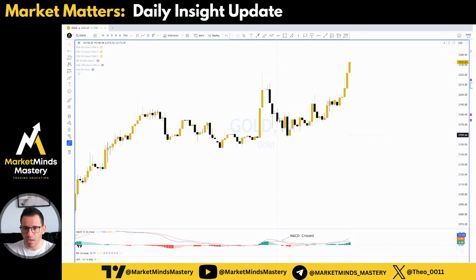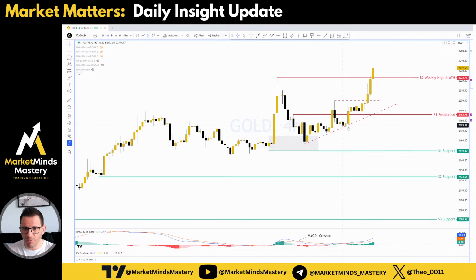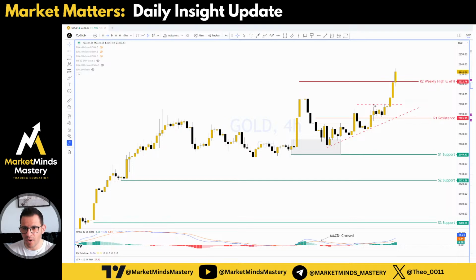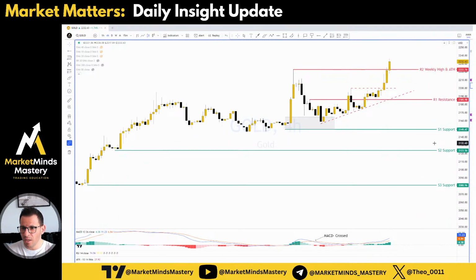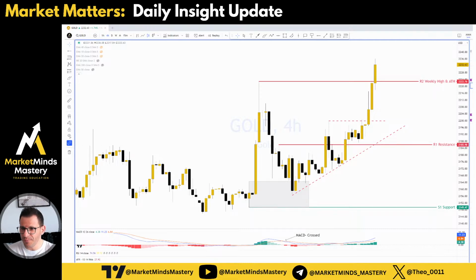next one, gold. Yesterday we forecasted on this ascending triangle on the 4-hour chart. The price broke to the upside and gave the target here at 2222. We said that this would be our target, because it's a previous high, an all-time high. Now the market is creating new all-time highs, which is great.